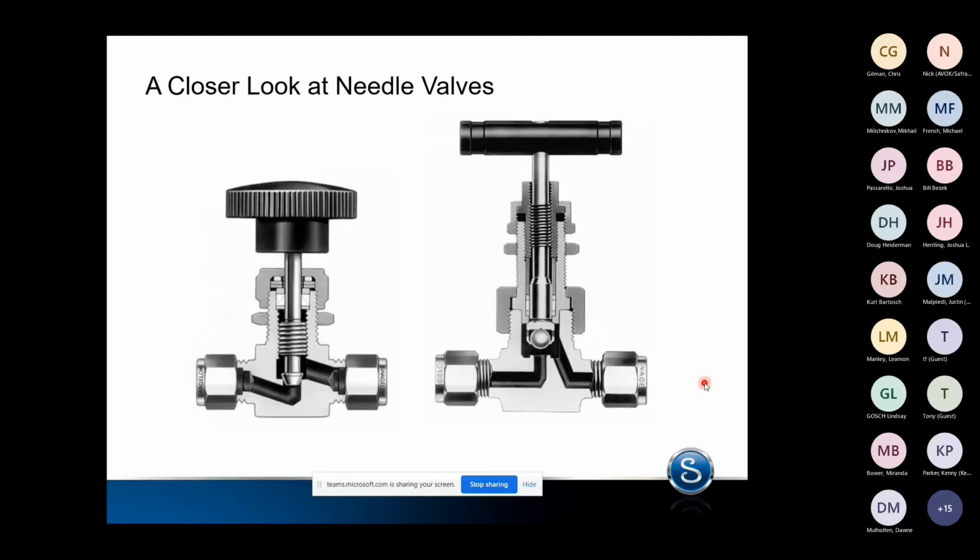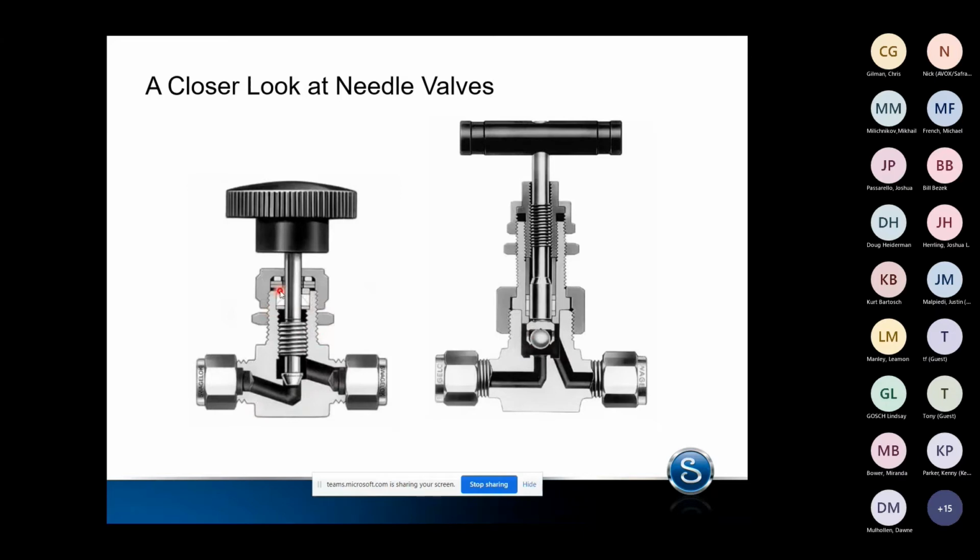So we're going to look at two cutaways of Swagelok needle valves. The one on the left is our 1 series. The one on the right is an N series. And there's a couple of differences in here. The stem tip is shown as different, a V stem versus a ball stem, and really either of these could be interchanged. The main difference that we're going to see is where the packing is located and how the valves are constructed. So the 1 series is an integral bonnet needle valve.